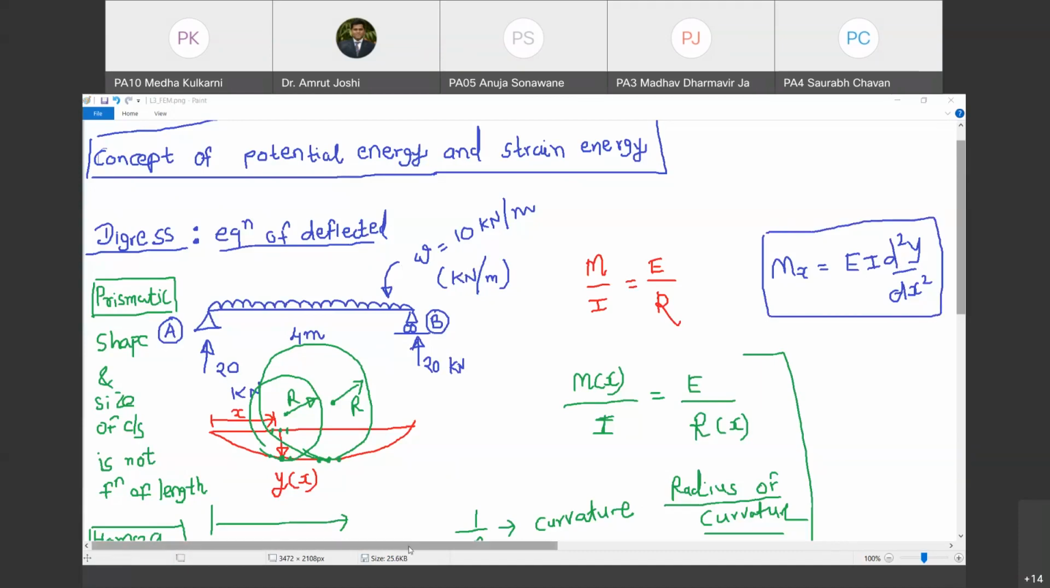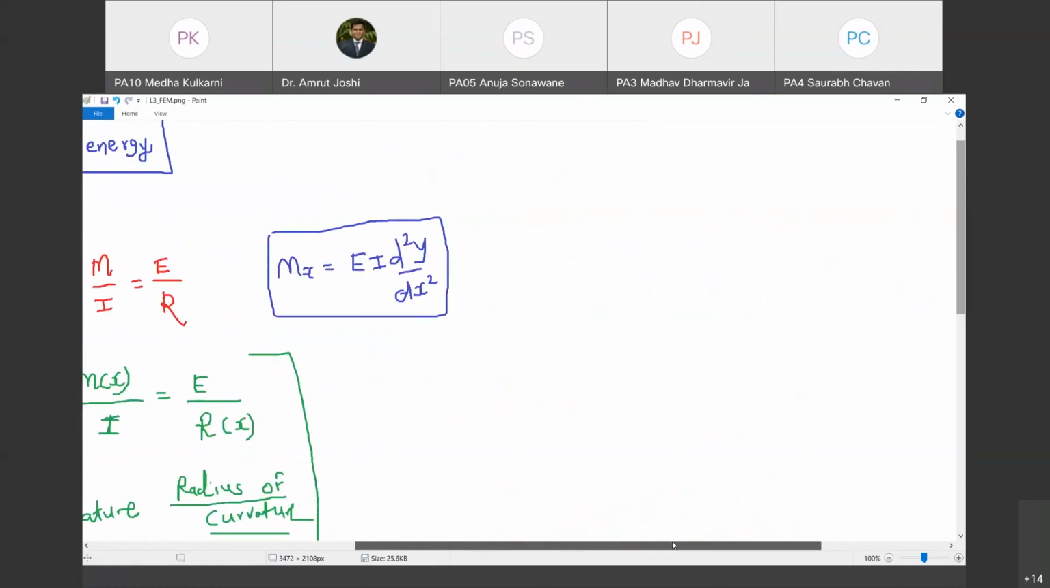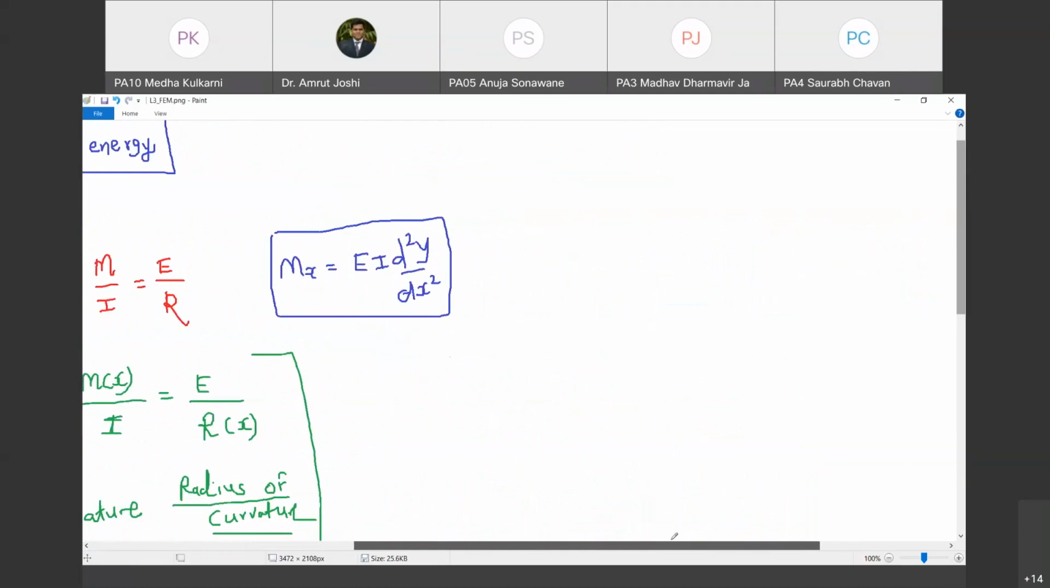But mind you, this is not the basic governing differential equation. If you would have learned Euler-Bernoulli theory for bending of beams, the basic governing differential equation, this equation will translate into another equation, which is a fourth order differential equation. And how do we write that?